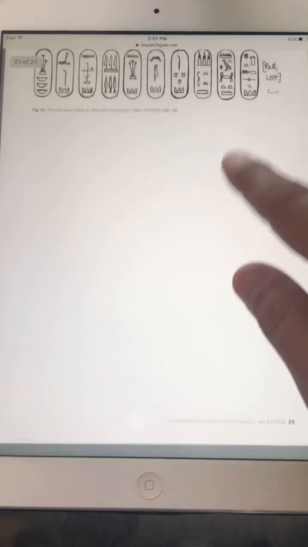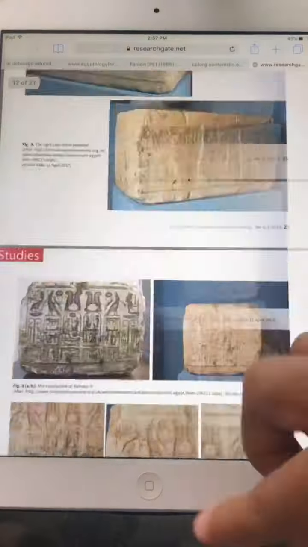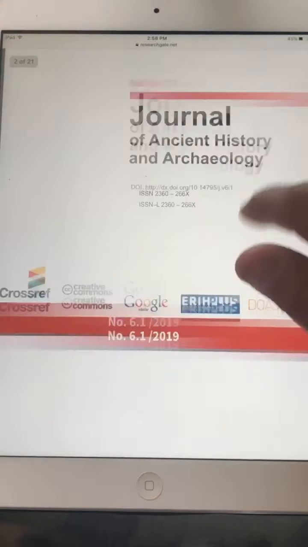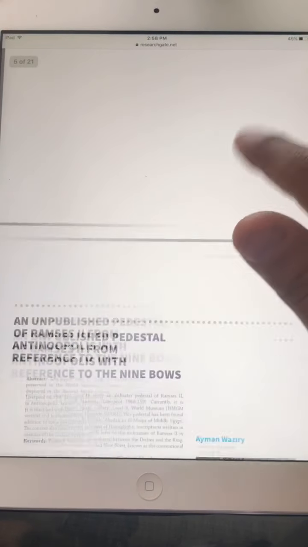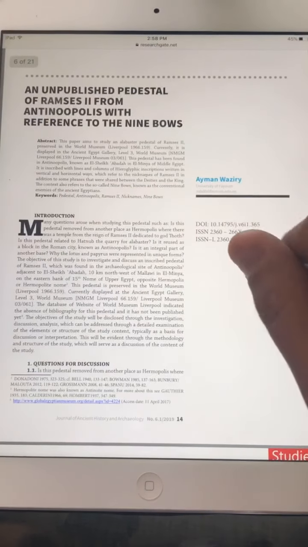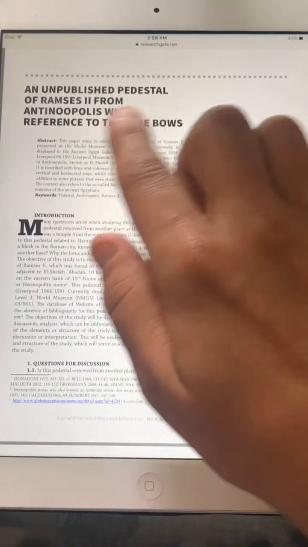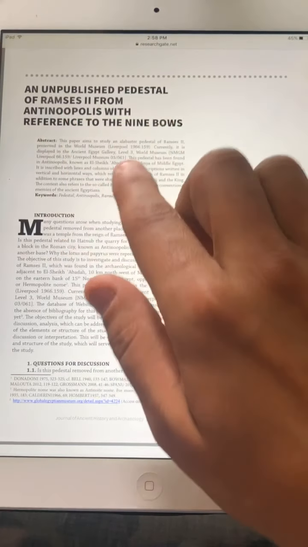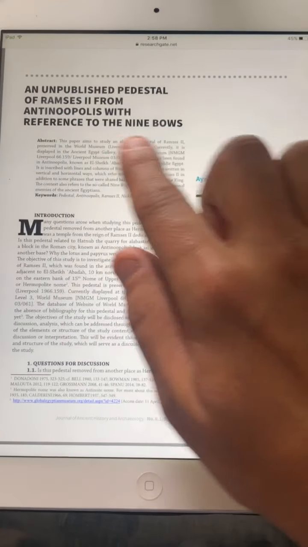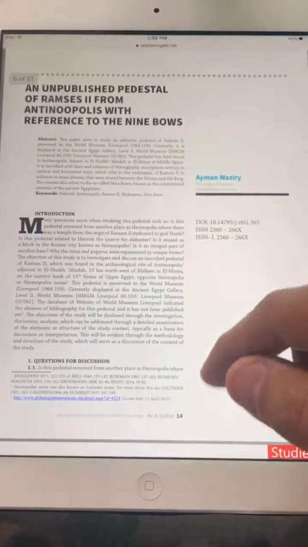And I think that's it. So that's it, everybody. That's the article. If you want to read more, it's not very long. It's 21 pages. It has a lot of references. It's not a published article, but it gives you a little bit of the information. It says it here: the unpublished pedestal of Ramses II from Antinoopolis with reference to the 9 bows of Egypt, or the 9 enemies of Egypt.